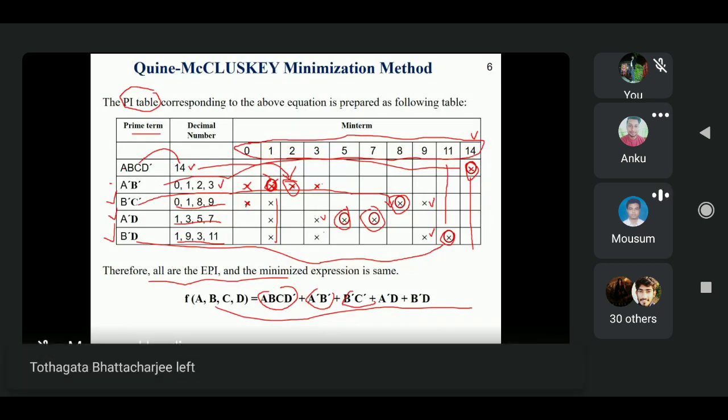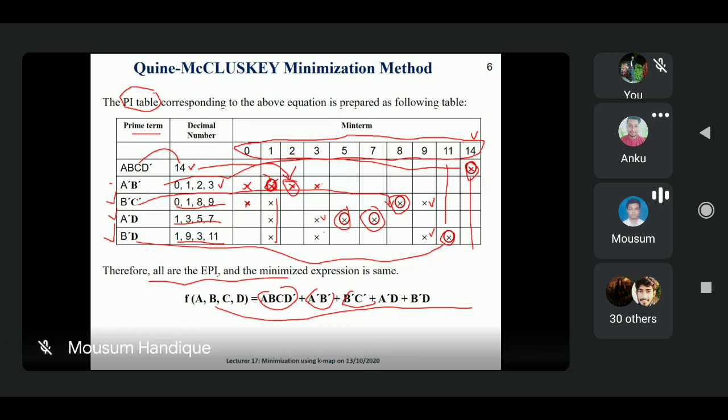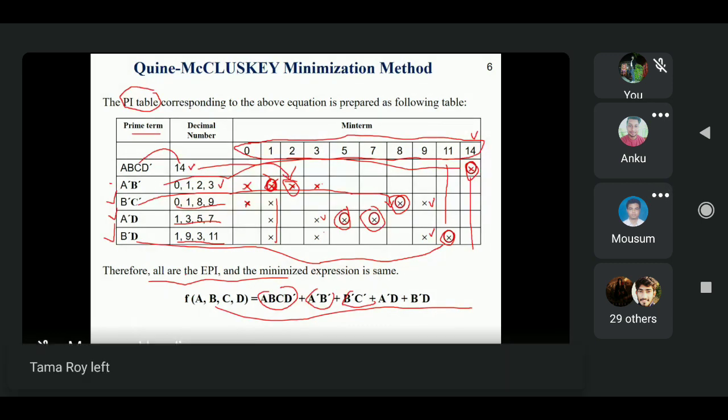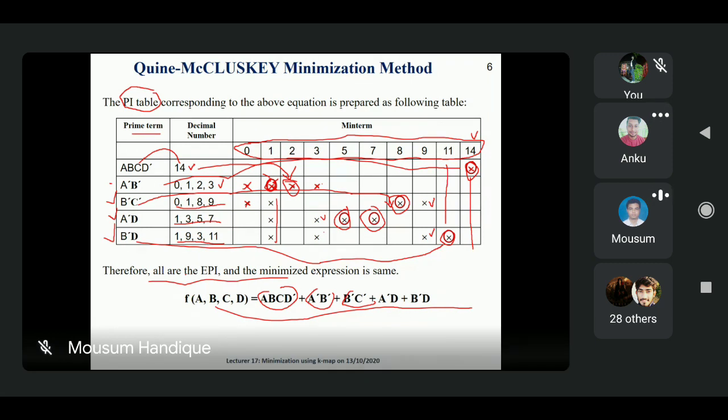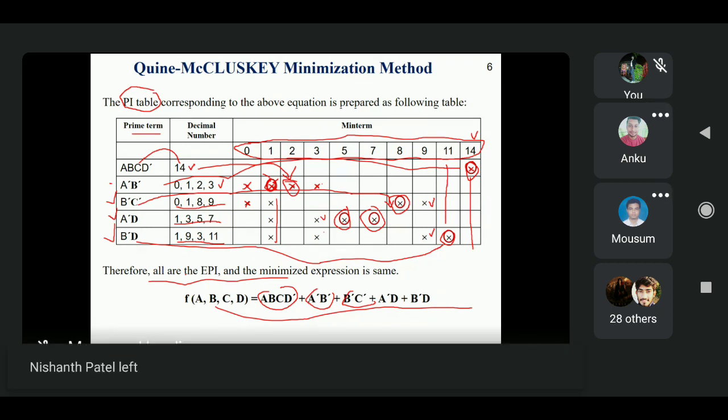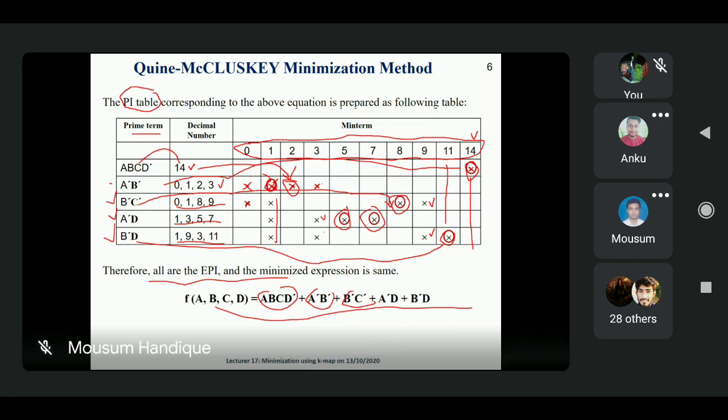Now, if you are asking me about the PI, you can check. See here, this one is this. If it is an EPI, then obviously the inherent characteristics of PI are present. So all the EPIs are there, and obviously all the terms must satisfy the PI. PI means prime implicant. Yes, sir.